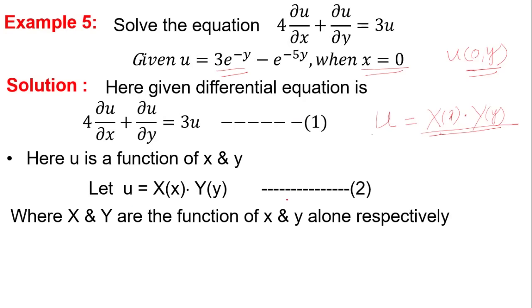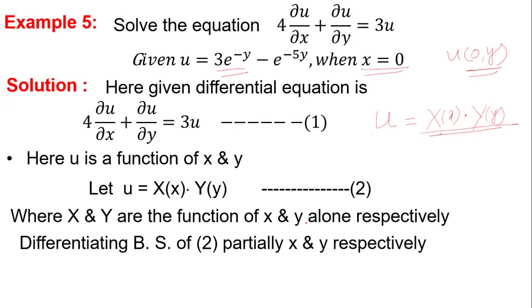So look, X and Y are the functions of small x and small y alone respectively. So differentiating both sides partially with respect to x and y respectively, you will get del u by del x is equal to X dash Y and del u by del y is equal to X Y dash. Substitute this value in equation 1, so it will be X dash Y plus X Y dash is equal to 3u, u is capital X into capital Y.